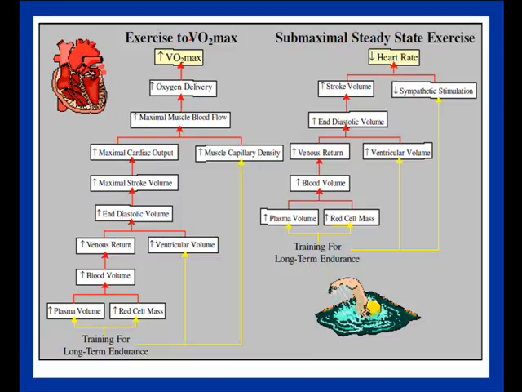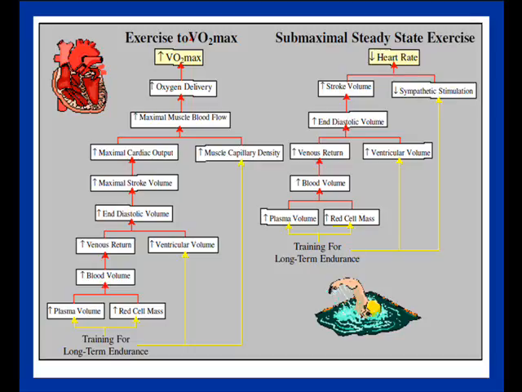This is a slide not out of your textbook, it's one I put together a long time ago, but basically it kind of ties it all together. So in terms of exercising, VO2 max is at the top there, and what's determining that? We're talking about training for long-term endurance, for instance. An adaptation to endurance exercise is actually an increase in plasma volume. So is an increase in red blood cell mass. That's obviously going to increase blood volume. If you increase blood volume, you increase venous return.